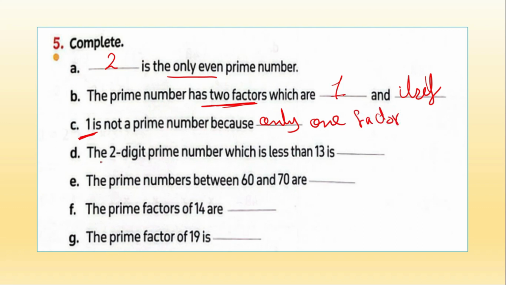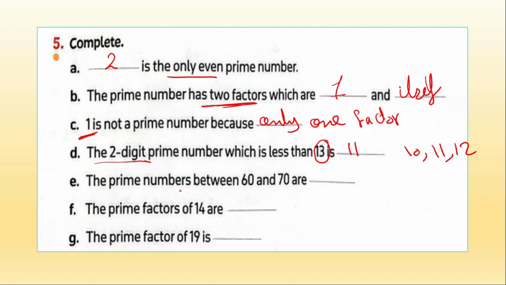Got it? The 2-digit prime number which is less than 13. We want a number less than 13 formed of 2 digits. Which numbers are less than 13 and formed of 2 digits? 10, 11 and 12. Which is a prime from 10, 11 and 12? 11 is a prime. Got it?